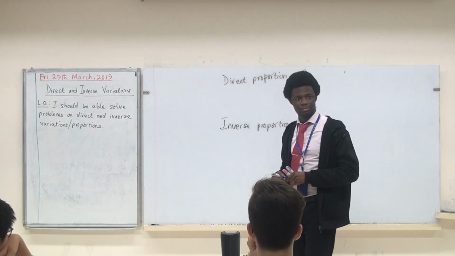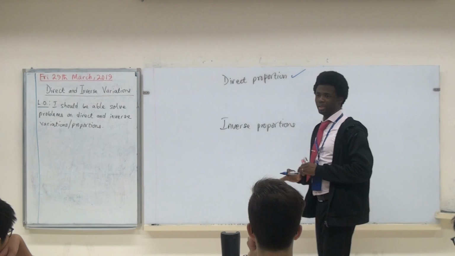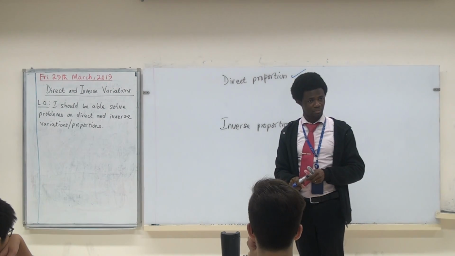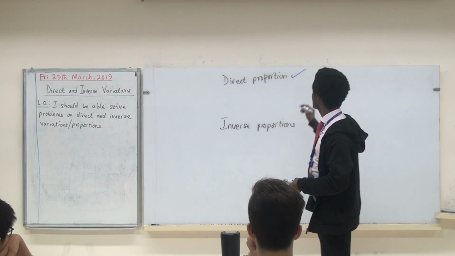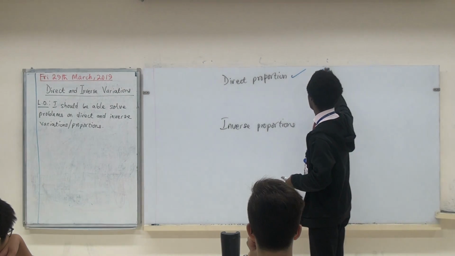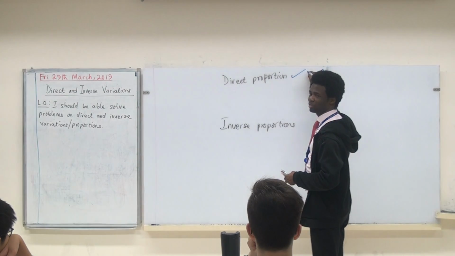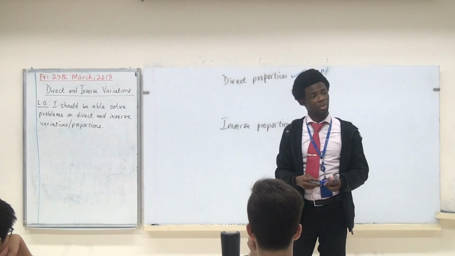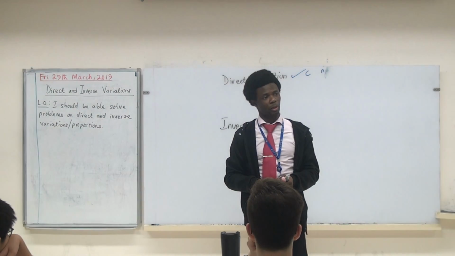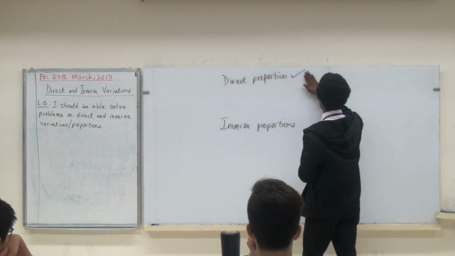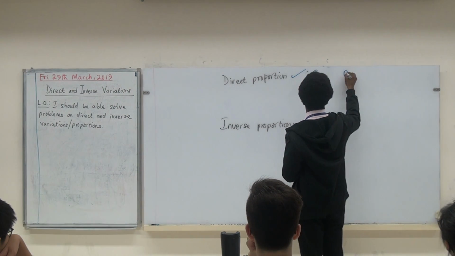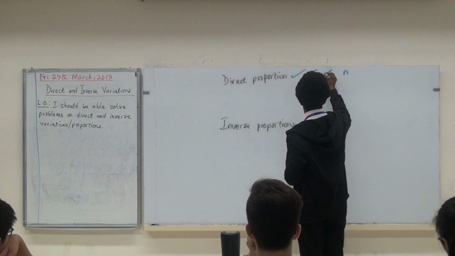I'll give you an example. In my family, say we are 10 in number. One variable is number of people in the family, we call that n. And the other variable is total amount of money we spend on a monthly basis. Okay? So, let's see. C and n. C and n are definitely directly proportional.